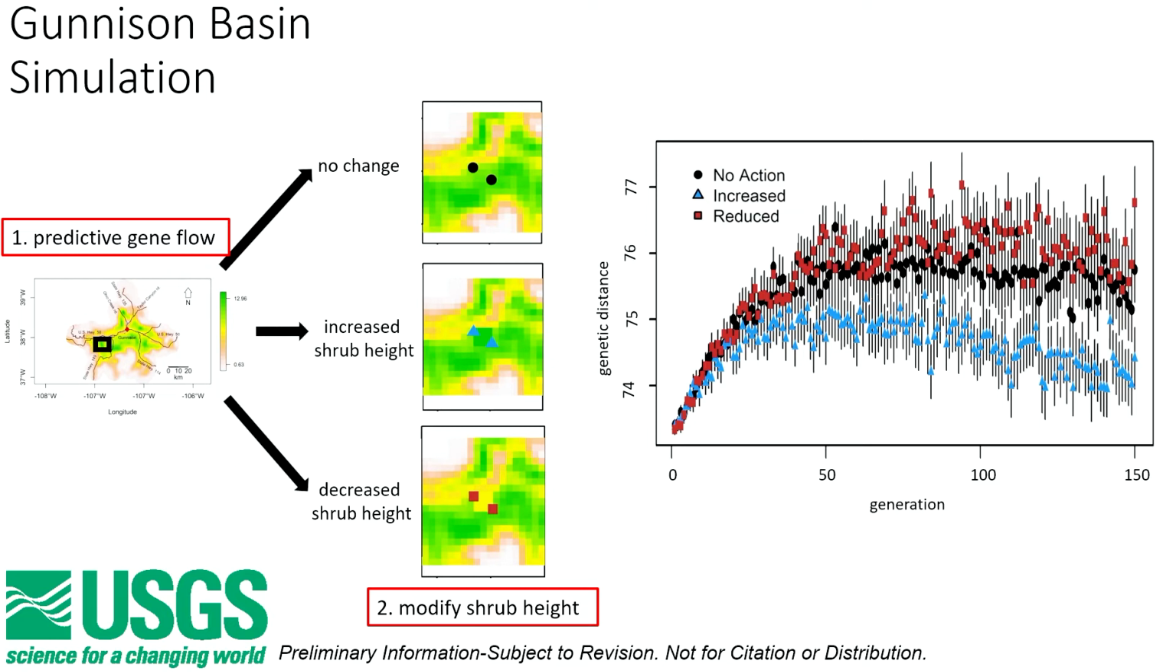And we see the changes we expected much sooner at this scale, which might not be that surprising. So when we increase the shrub height, we start to see that decrease in genetic distance after about 20 generations. And when we decrease the shrub height, we see the expected increase in genetic distance after about 30.